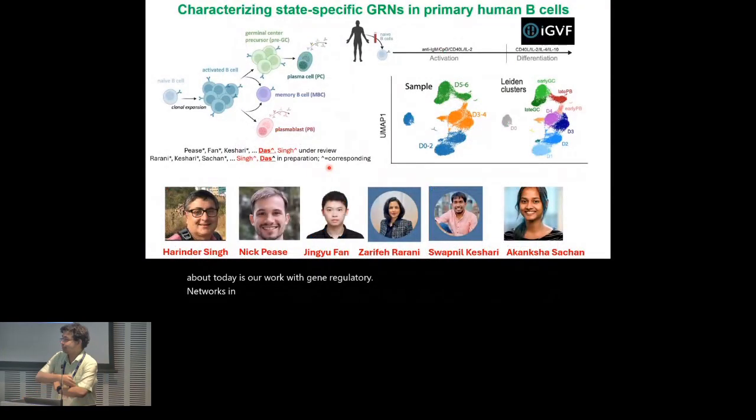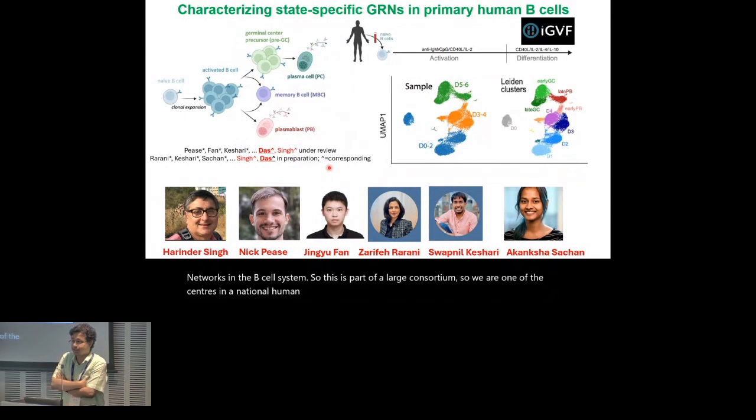So this is part of a large consortium. We are one of the centers in a National Human Genome Research Institute funded consortium called the IGVF consortium, also known as the Impact of Genetic Variation on Function.